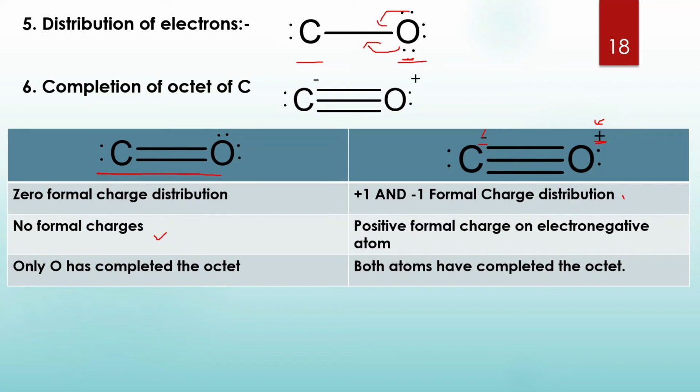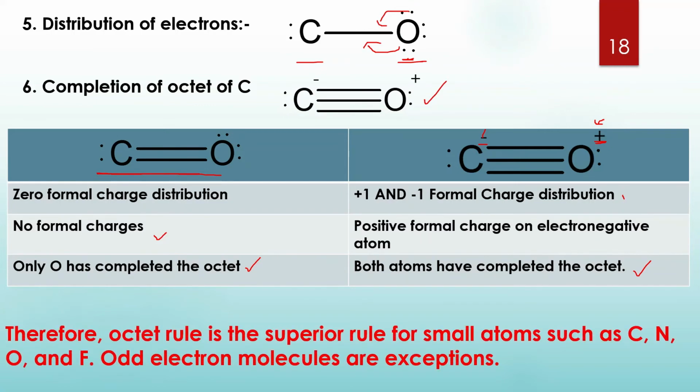But here in the first structure, only oxygen has completed the octet. But in the second structure, both the atoms have completed the octet. And in reality, the structure of carbon monoxide is this. So therefore, we can come to the conclusion that for small atoms such as carbon, nitrogen, oxygen, and fluorine, the octet rule is the superior rule. Remember that the octet rule is the rule that must be satisfied by small molecules. The exceptions are odd electron molecules.